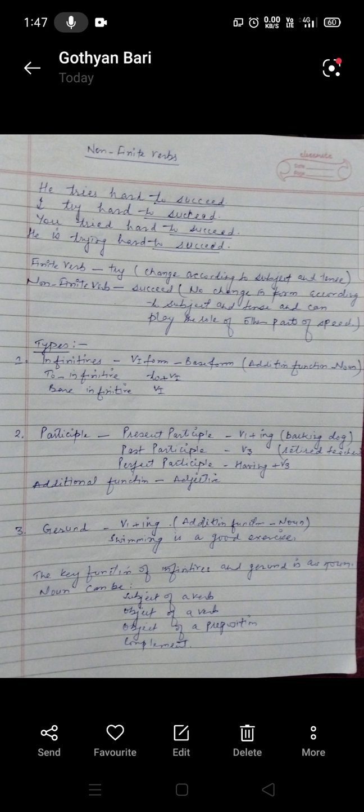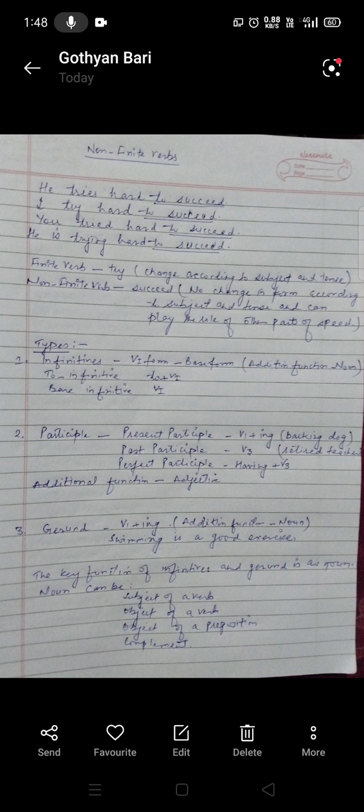But the difference is that present participle functions as an adjective, whereas gerund, which is also first form plus ing in its form, functions as a noun. And we know a noun can be the subject of a verb, an object of the verb, an object of the preposition, and a complement. So we can differentiate a present participle from a gerund very easily. When first form plus ing functions as an adjective, it is a present participle, and when the very same form functions as a noun, it is a gerund.